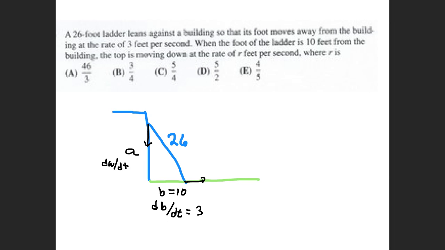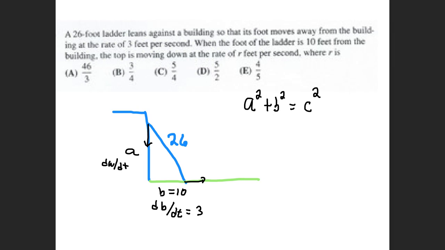Pythagorean theorem. Correct. Okay, so we know that a squared plus b squared is equal to c squared. Is any one of these numbers a constant? Is anything a constant, not changing at all? A is definitely not a constant because A is changing. As this ladder moves down, A keeps changing.